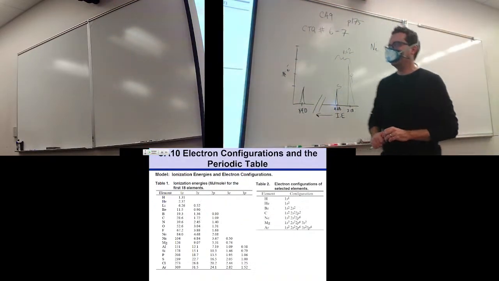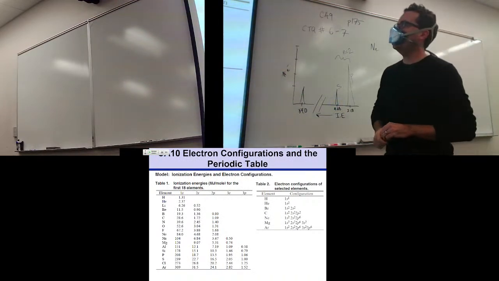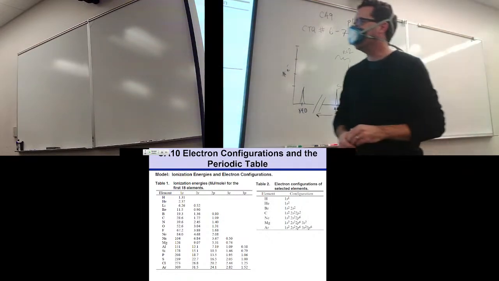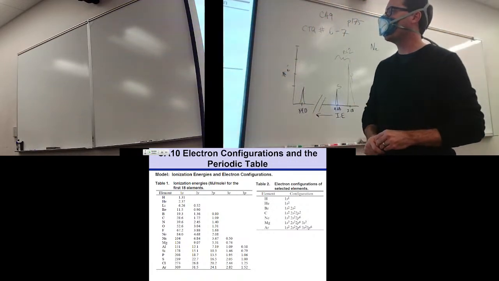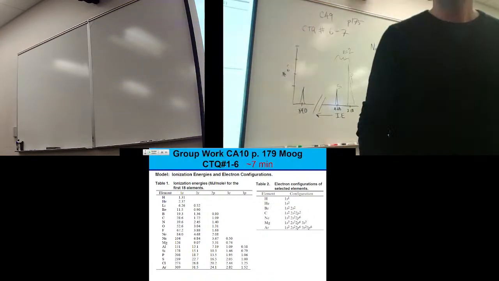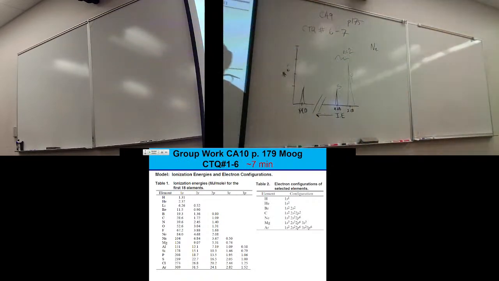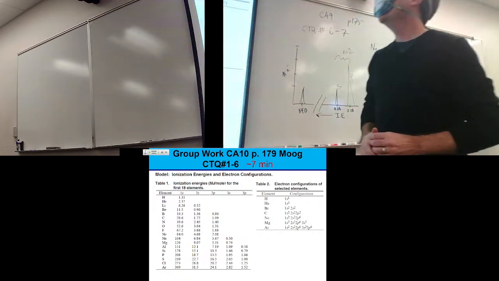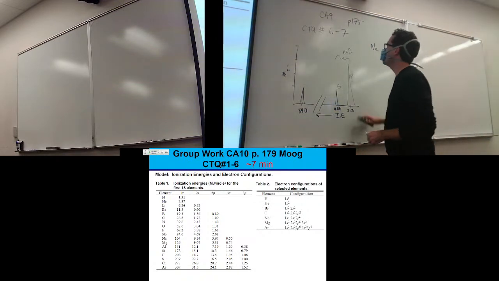All right, so these are some ionization energies determined from photoelectron spectroscopy for many different elements. And these are the electron configurations for some of those elements. You should be able to look at this kind of data and try to get this kind of information from it. So let's look at Chem Activity 10, questions 1 through 6.